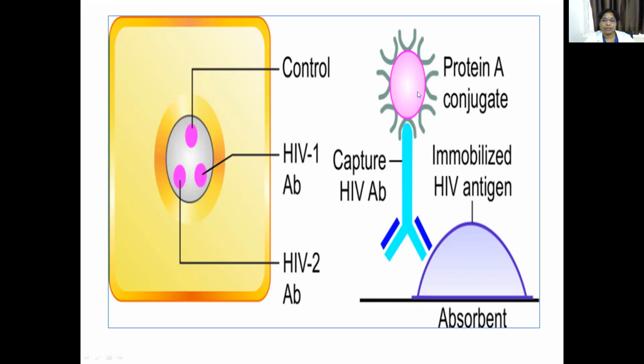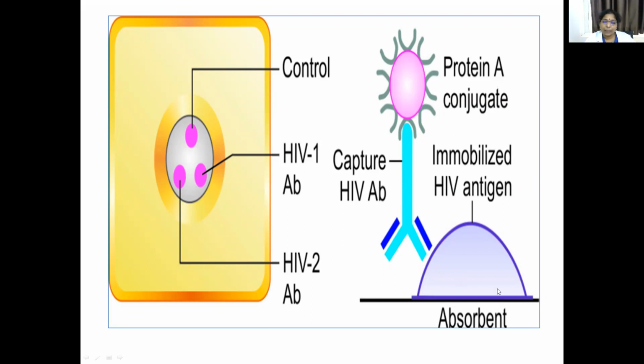Here protein conjugate is used instead of gold conjugate, and this protein conjugate is there in the buffer provided along with the kit. In the kit, you will have buffer also. Along with the patient sample, you need to add buffer also. In that buffer, you will have this protein A conjugate.